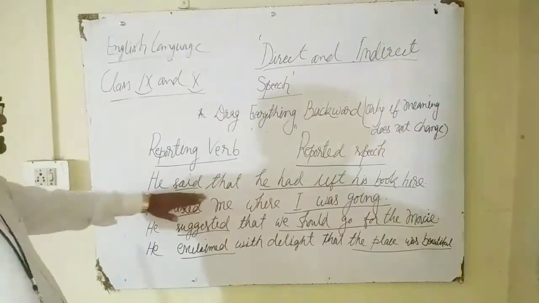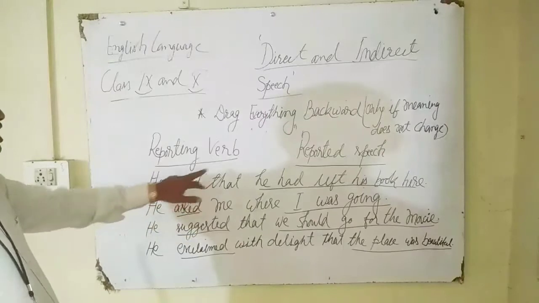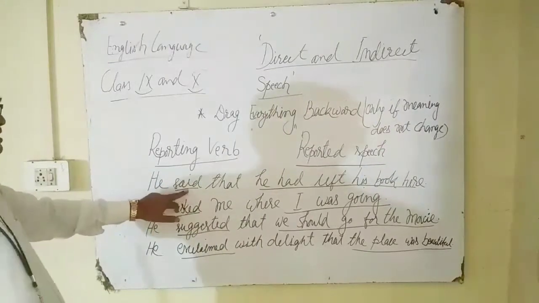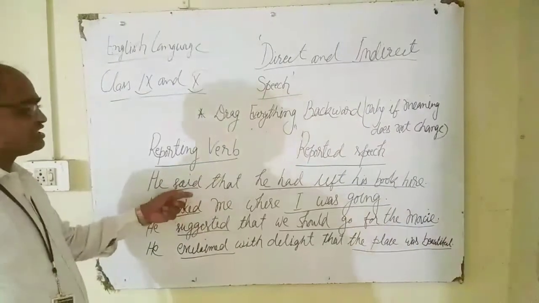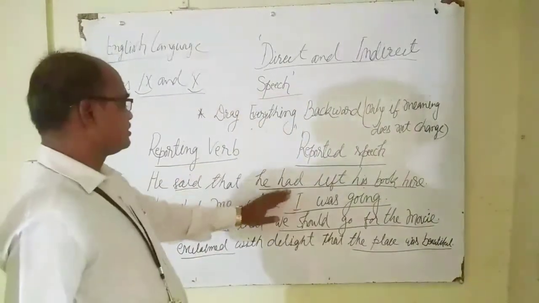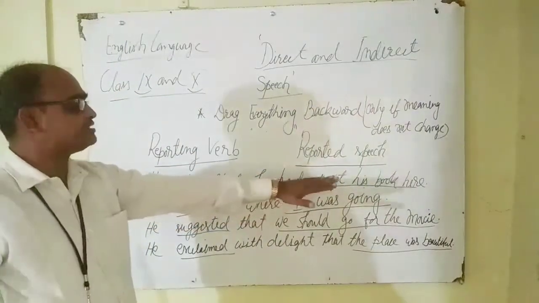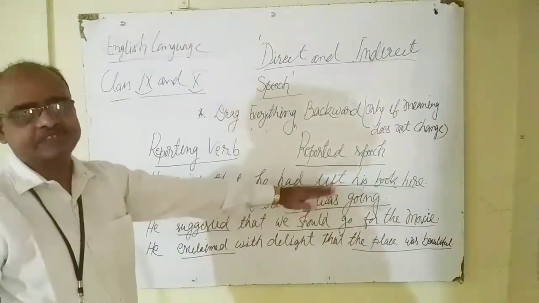See here, he said. Reporting verb, that is the main verb, he said. Said is the reporting verb. That he had left his book here. He had left his book here. This is the reported speech.